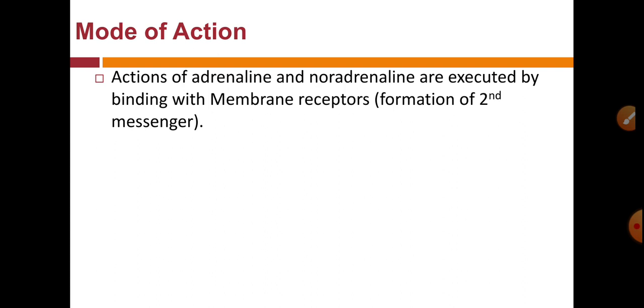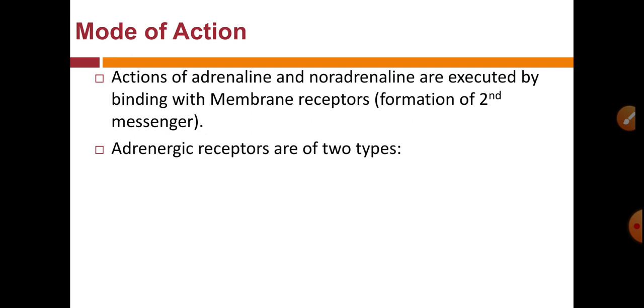Let us talk about mode of action. These hormones bind with membrane receptors, because these are catecholamines, and catecholamines bind with the membrane receptors, that means receptors which are present on the membrane of the cell or particularly the target cell. So actions of adrenaline and noradrenaline are executed by binding with membrane receptors, and after binding, these hormones form HRC, and this HRC is responsible for formation of second messengers such as cyclic AMP or calcium ions.